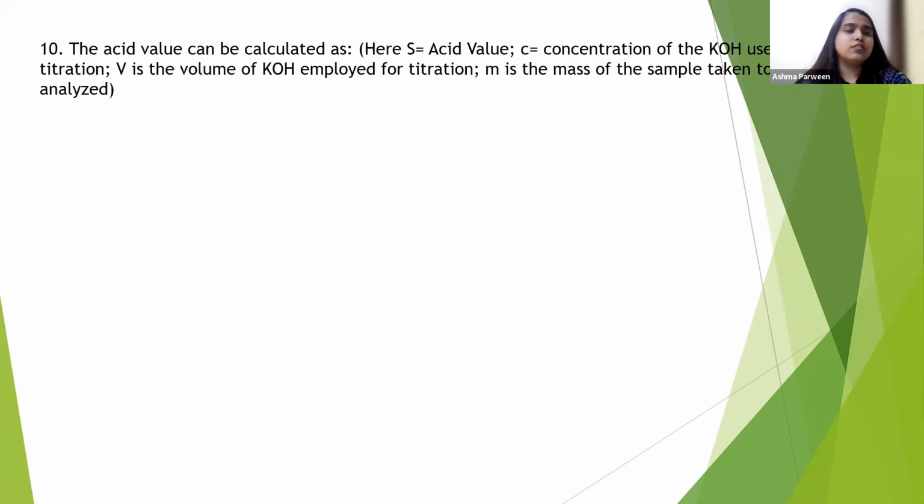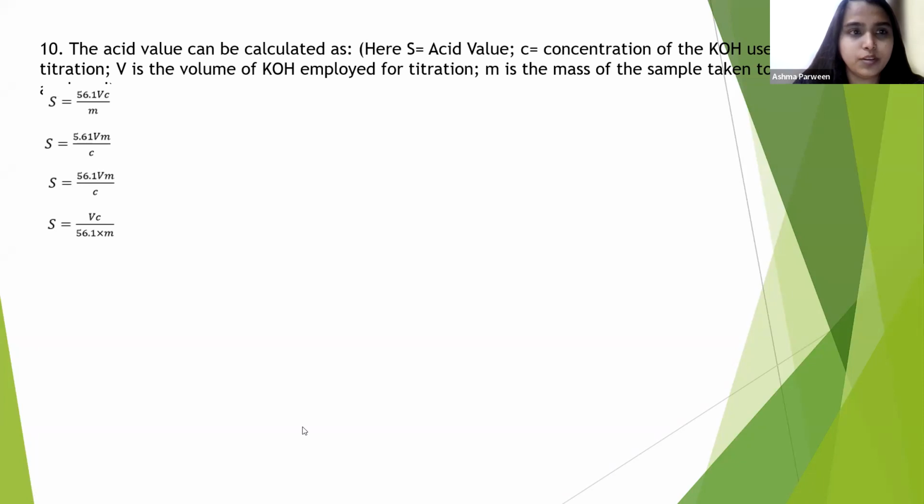Next, the last question is, the acid value can be calculated as, S is the acid value, C is the concentration of the KOH used for... So, sorry. We have to find out which of these formulas is used for calculation of the acid value, where S is the acid value, C is the concentration of KOH used for titration, V is the volume of KOH employed for titration, and M is the mass of the sample taken. So I'll give you 2 minutes. Just write your answers in the chat box and we'll move forward.